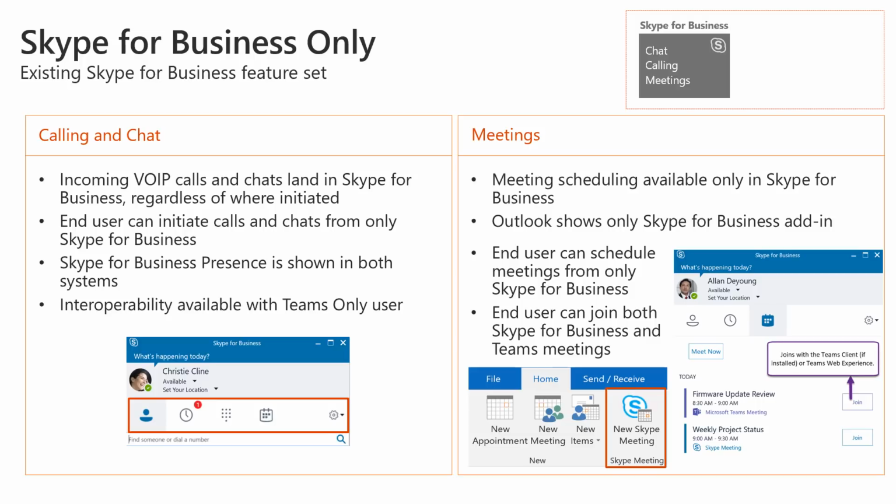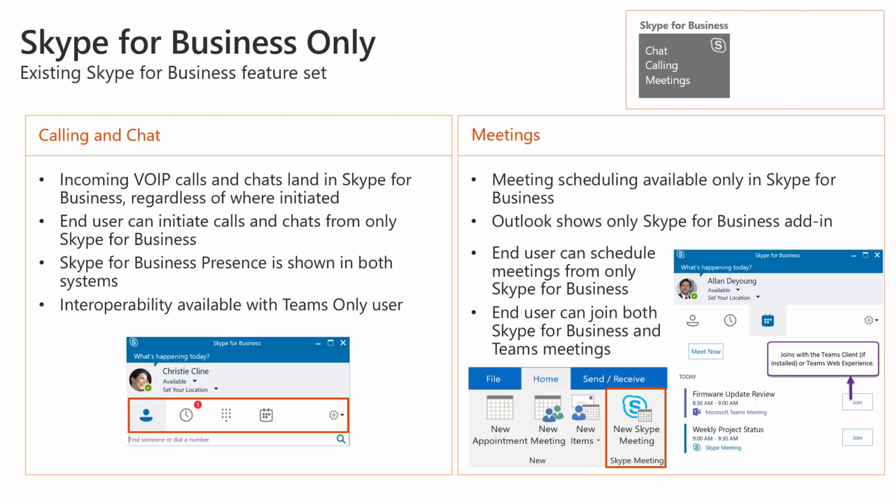The Skype for Business only mode essentially allows us to utilize our existing Skype for Business feature set. As you notice in the upper right-hand corner here, I have Skype for Business handling the chat, calling, and meetings workloads, and I don't yet have Teams introduced into the environment. For this particular set of users, from a calling and chat perspective, the incoming VoIP calls and chats, of course, are going to land in Skype for Business, regardless of where they were initiated.